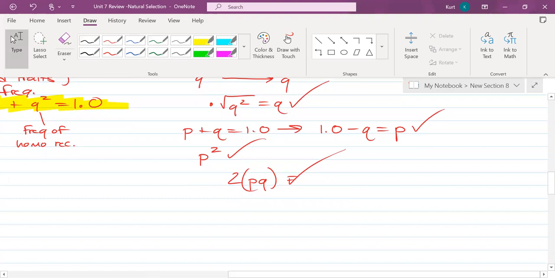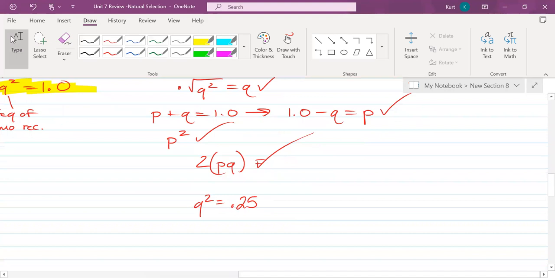Now keep this in mind. There are 4 humans in this classroom. One has a recessive trait. So 1 out of 4 would be 0.25. So the frequency for this classroom to be homozygous recessive for eye color is 25%, or 0.25. If I wanted to figure out what q was for that, I would do the square root of 0.25, and let's actually try that. So q equals 0.5. 1.0 minus 0.5 equals 0.5. That's p.